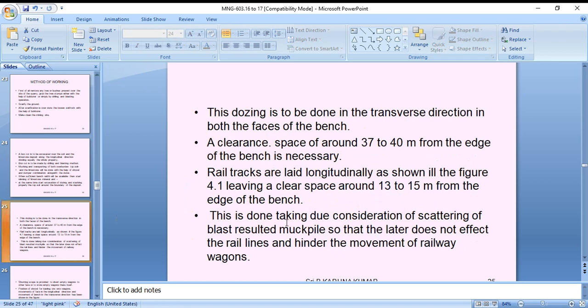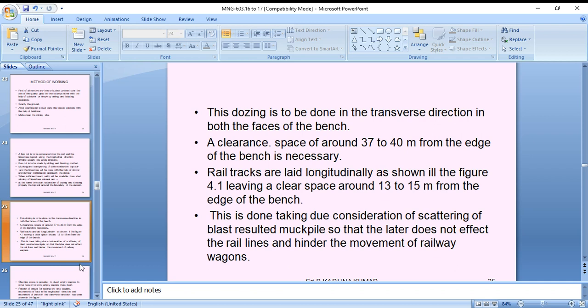This dozing is to be done in the transverse direction on both faces of the benches. A clearance space of around 37 to 40 meters from the edge of the bench is necessary. Rail tracks are laid longitudinally as shown in the figures above. Clearance also you have to maintain, taking into consideration the scattering of the blast results and muck piling, so that the latter does not affect the rail line and hinder the movement of the railway wagons.